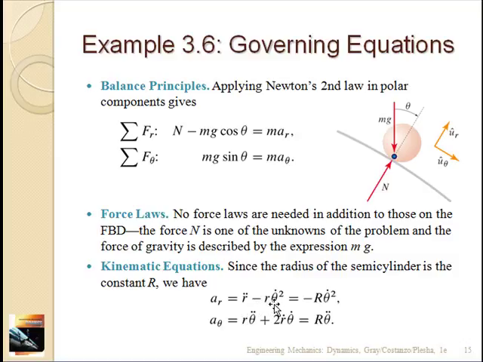So we just write this down. A_r is r double dot minus r theta dot squared. R double dot would imply that the ball is moving radially relative to the surface of the cylinder, and it's not yet. At some point it will, but not for the part we're interested in before separation. So r double dot is 0, so A_r is just minus the radius of the cylinder times theta dot squared. And A_theta, r dot is also 0, so this term goes away, so A_theta is just r theta double dot, and r is the radius of the cylinder.